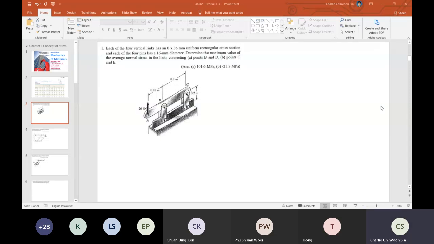It's okay. Basically, I just want to emphasize that for chapter 1, you just need to know the normal stress, shearing stress, and bearing stress. All the formulas are very easy, F over A. You just need to know how to get the member force and the cross-section area, especially for the shearing stress.